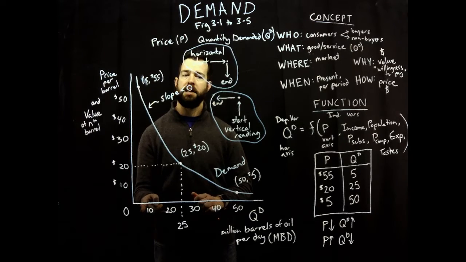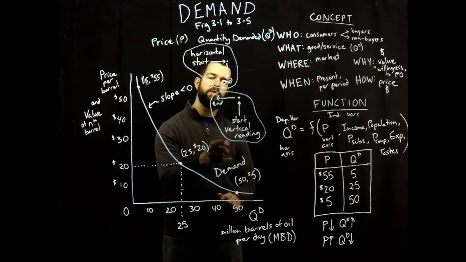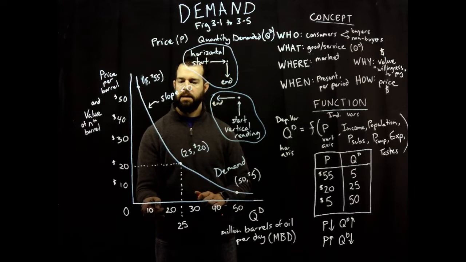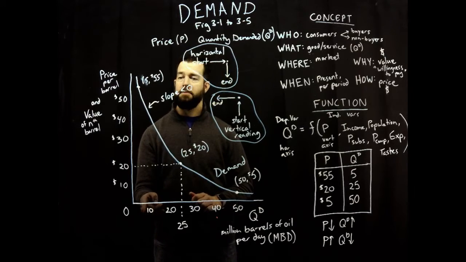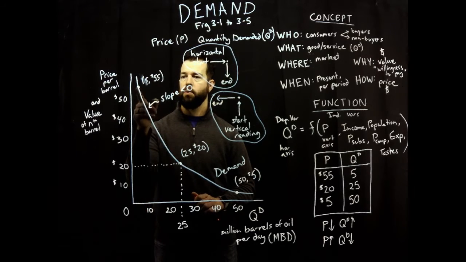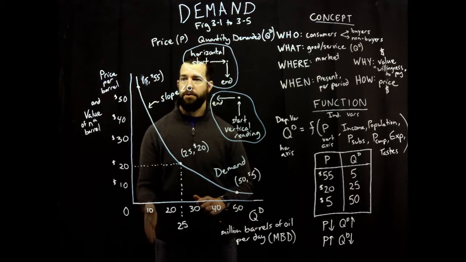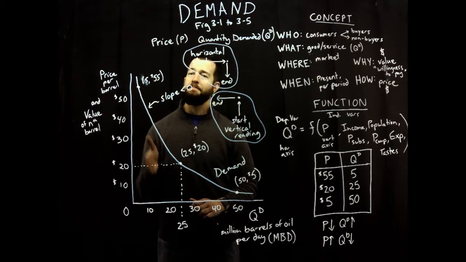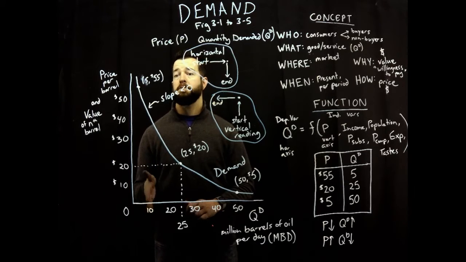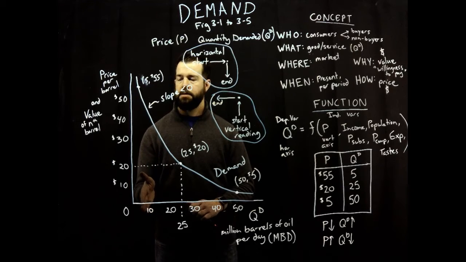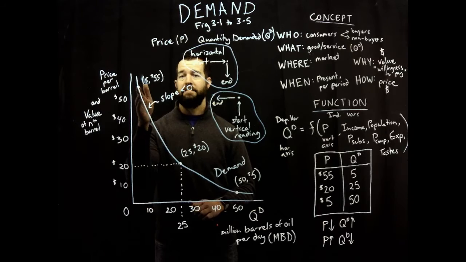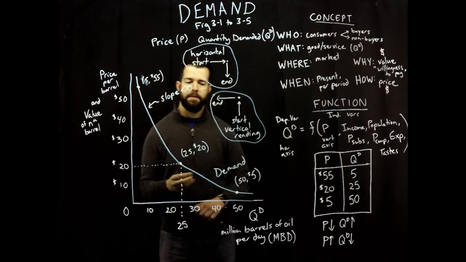That's the horizontal reading. But if we choose the vertical reading, we could say if 5 million barrels of oil per day is available, the most that consumers are willing and able to pay is $55 per barrel. But you could also read it saying for the 5 millionth barrel of oil produced per day, there is a consumer that has a value of $55 per barrel.